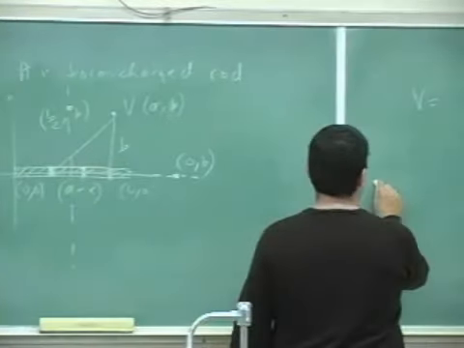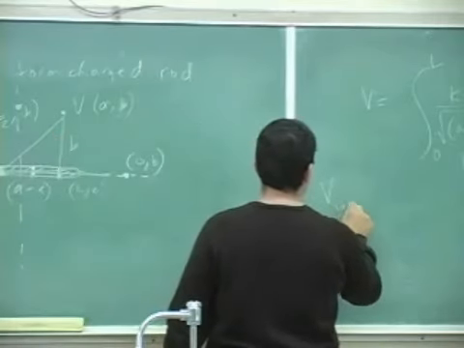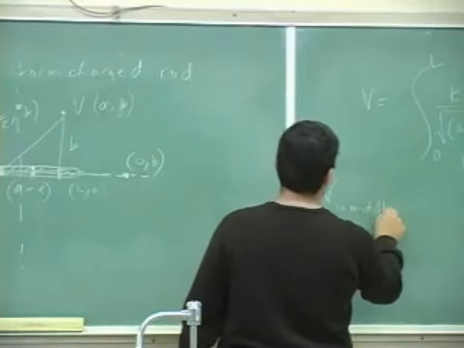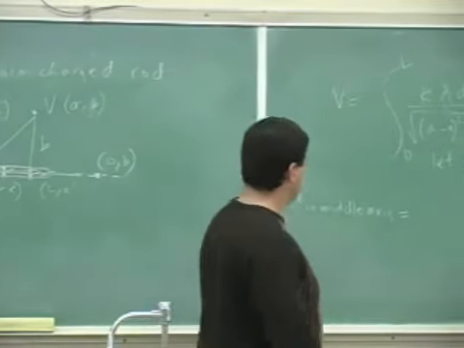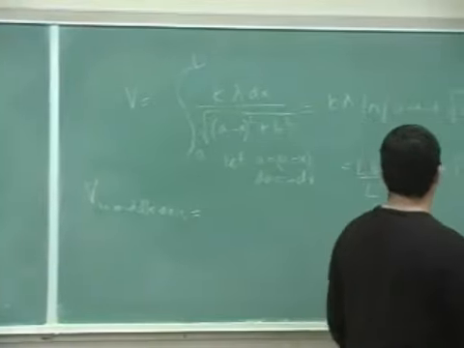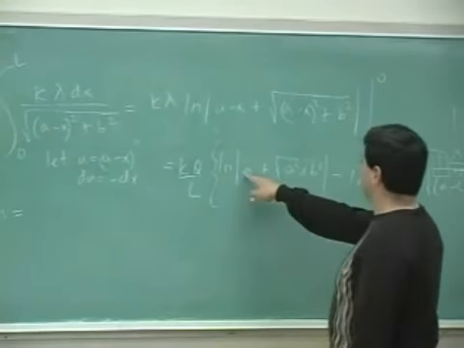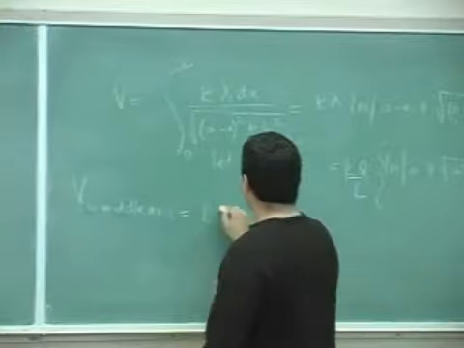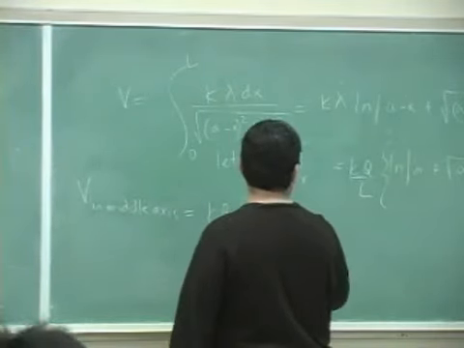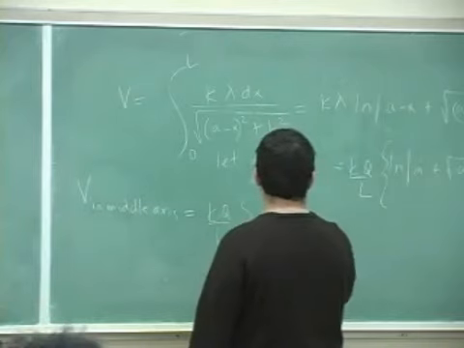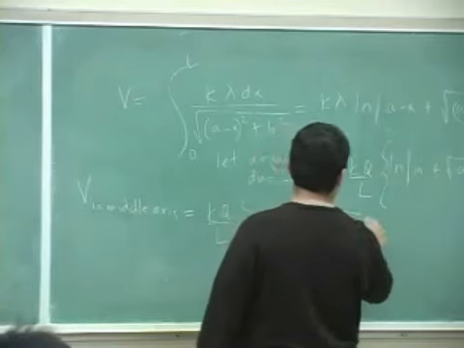And then we can now say V on the middle axis is going to be what? So now you can put a equal to L over 2 over here. ln of L over 2 plus the square root of L squared over 4 plus b squared.